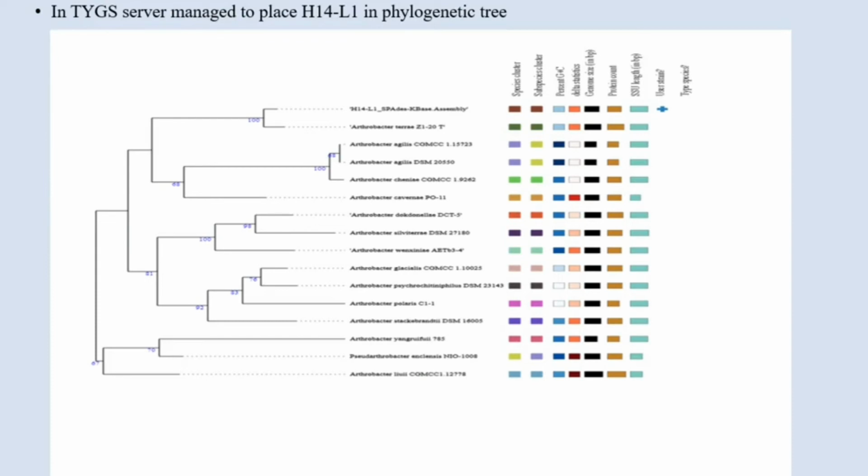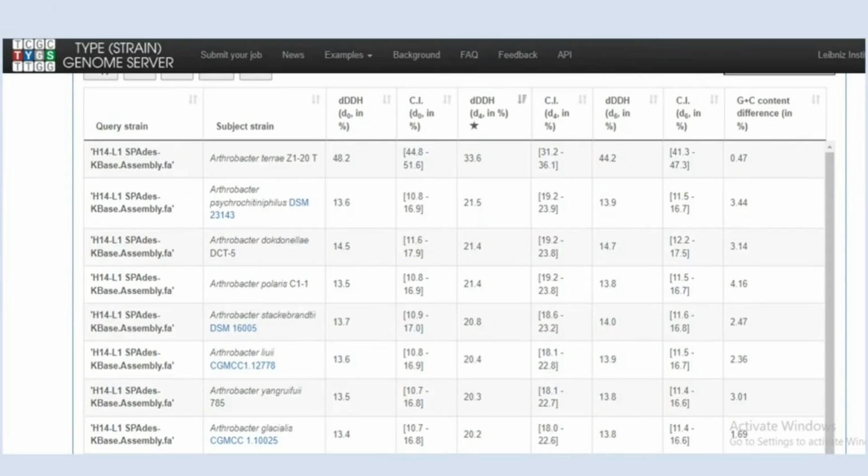The TYGS server managed to place H14-L1 in a phylogenetic tree to see if it is related or close to other species. You can see here H14-L1 is related to Arthrobacter terrae. Also, it is a novel species according to the differences in color exhibited here. If you check the GC content, you can see they are very different in numbers. That phylogenetically means they are not related but close as neighbors.